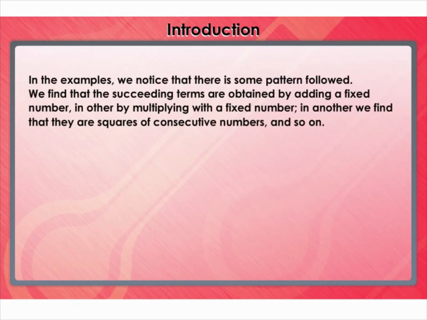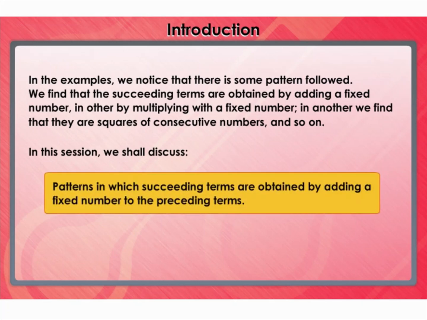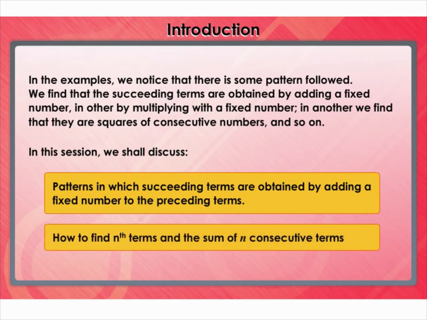In the examples, we notice there is some pattern followed. We find that the succeeding terms are obtained by adding a fixed number. In others, by multiplying with a fixed number. In another, we find they are squares of consecutive numbers, and so on. In this chapter, we shall discuss one of these patterns in which succeeding terms are obtained by adding a fixed number to the preceding term. We shall also see how to find their nth terms and the sum of n consecutive terms.